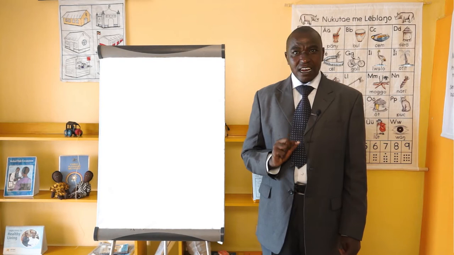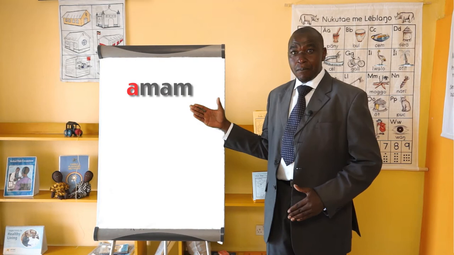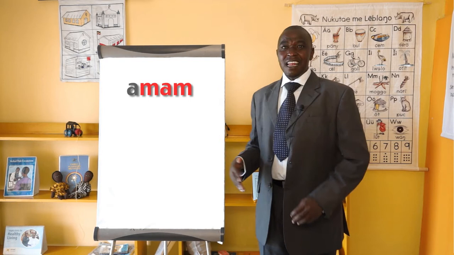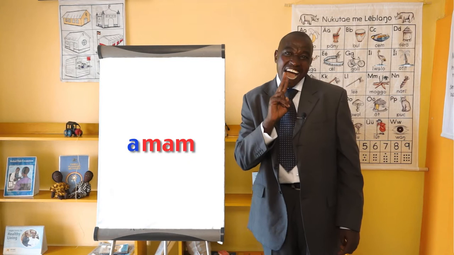A syllable can be made up of either a single vowel, a, in the word amam, or a combination of a vowel and one or more consonants, the mam in amam. Syllables are sometimes called the building blocks of words. Teaching pupils to hear and identify a syllable is easy. Here are two simple methods.